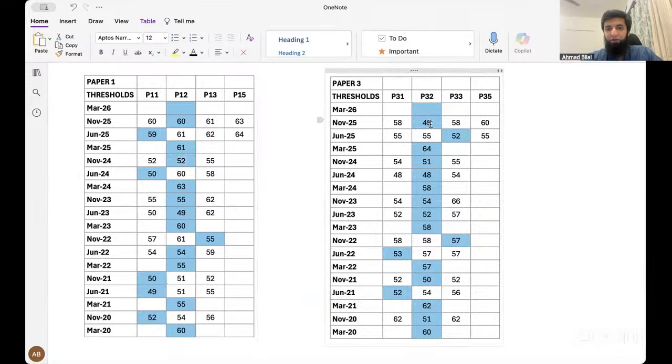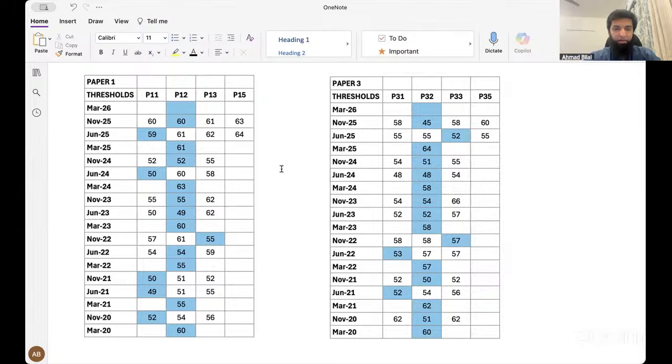Similarly for P3, 45 threshold for an A in November 2025. Again, 52 threshold, June 2025, 48 in June 24. So low threshold means more difficult paper. So those of you who are aiming for the top grades, make sure that you're attempting these papers.